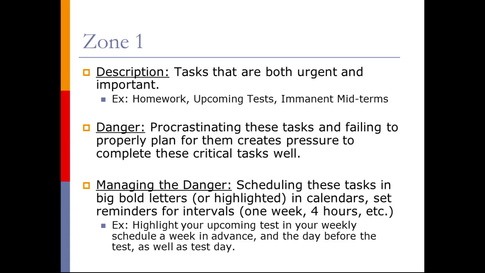So the first zone is Zone 1, and this includes tasks that are both urgent and important. This would include tasks that are homework or tests that are in a few days, they're upcoming, maybe a midterm, or a project that is due very soon. The main danger of this task is that many people end up procrastinating these tasks and failing to properly prepare for them. We know that they're important, we know that they're due very soon and they're urgent.